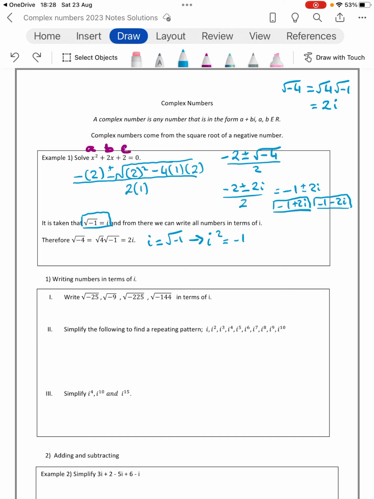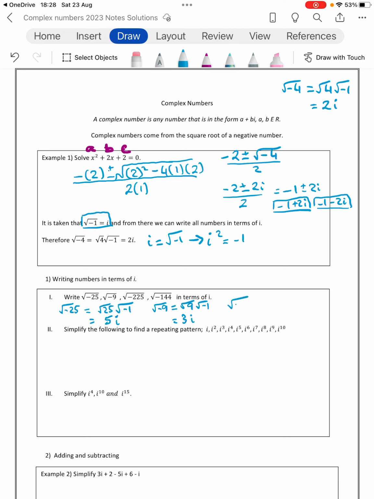So the square root of minus 25, that's the same as doing the square root of 25 multiplied by the square root of minus 1. I'll end up with the square root of 25 is 5. The square root of minus 1 is always i. Same thing for the square root of minus 9. I know that's the square root of 9 and the square root of minus 1. And that gives me 3. And then the square root of minus 1 gives me i.